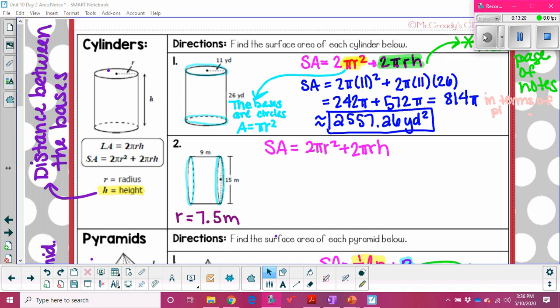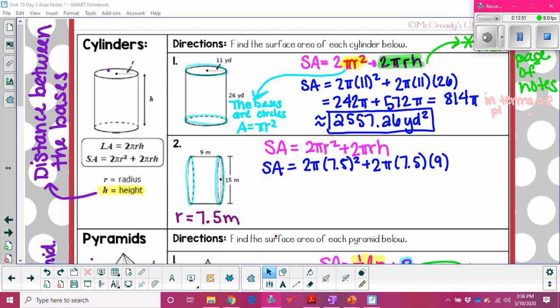Okay, you'll pause the video and you work number 2 and then check back on your answer. Okay, so for this one, I gave you the diameter of the cylinder, which was 15, so the radius is 7.5 because that's just half the diameter. So you're going to fill in here. You have surface area equals 2 times pi times your radius, which is 7.5 squared, plus 2 times pi times your radius, which is 7.5, times the distance between the two circles, which is 9.